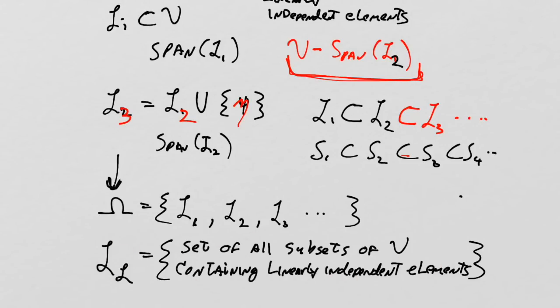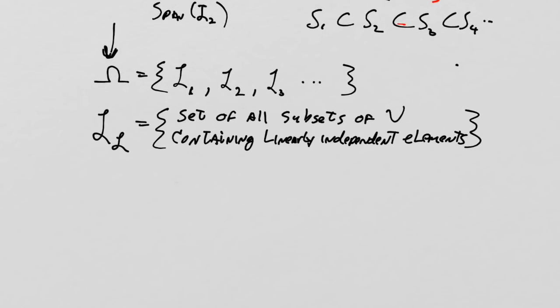L sub L contains every conceivable subset of V that contains linearly independent elements. So this is a pretty massive set. Even for a finite vector space, this would be an infinite set because, if I had a basis, just your standard basis for a finite vector space, like maybe the one we used in the What is a Tensor series, right?